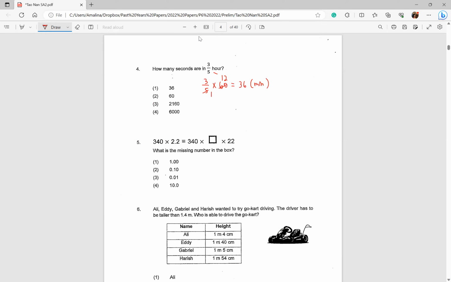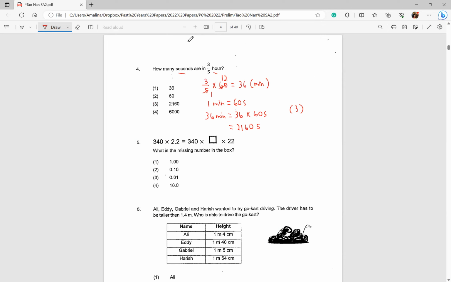But you want to find your seconds. So 1 minute is equal to 60 seconds. If I want to find for 36 minutes, I need to multiply. So I take 36, I multiply by my 60 seconds. Okay, so you can actually do your 36 times 6 first, and then add your 0 at the back. I get 2160 seconds. This is option number 3.